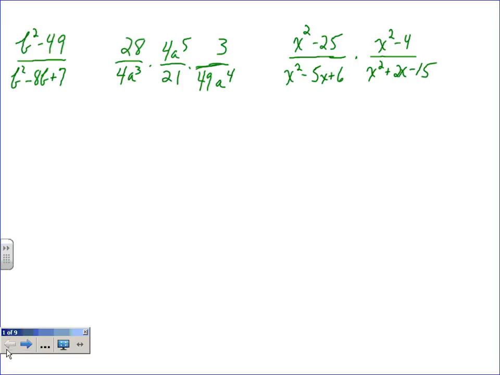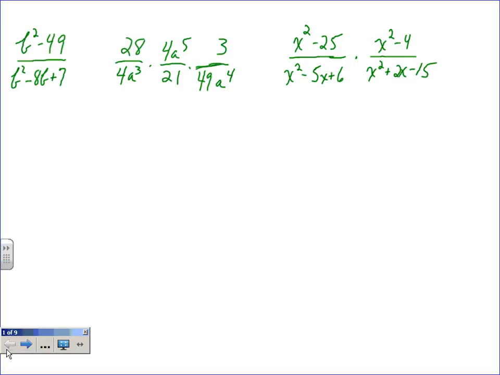Take a look at the first problem here. And this is really not multiplying fractions. All we're doing here is simplifying it. We are reducing it. One thing you cannot do is cross off the b squares. This does not equal negative 49 over negative 8b plus 7. And you cannot reduce the 49 and the 7. You can't do it. You can only reduce if things are factored.